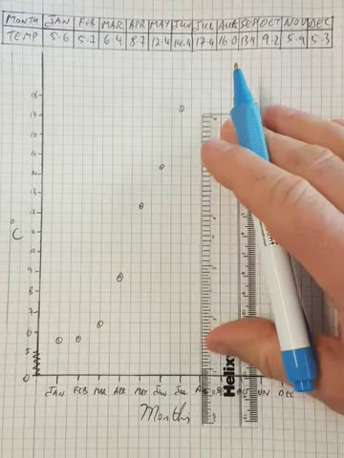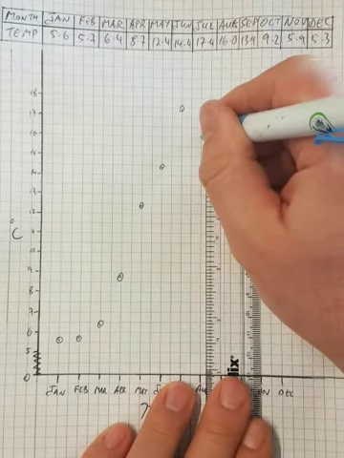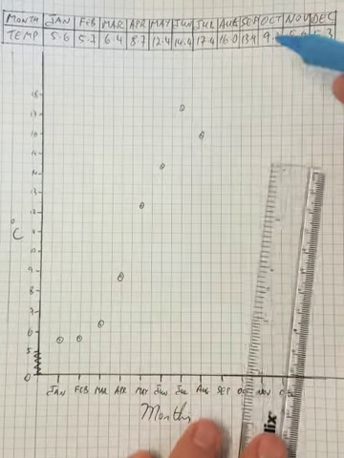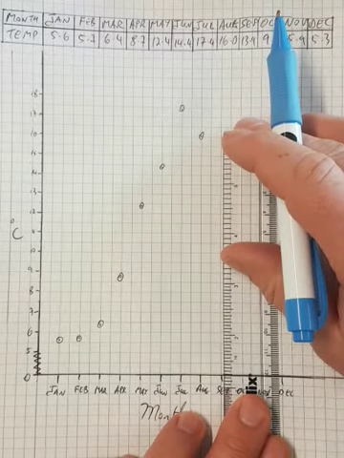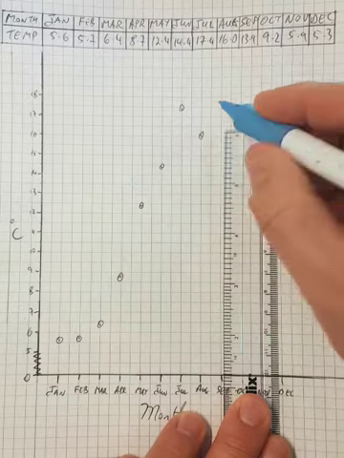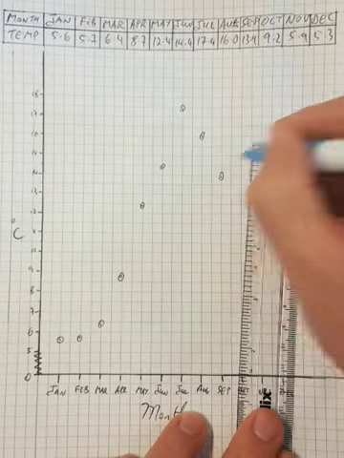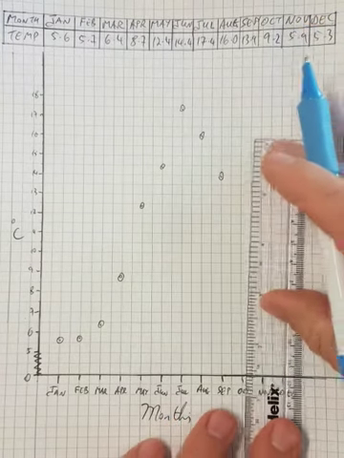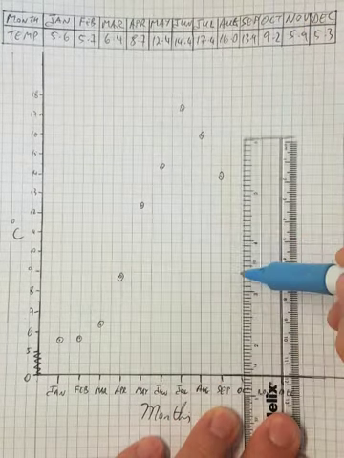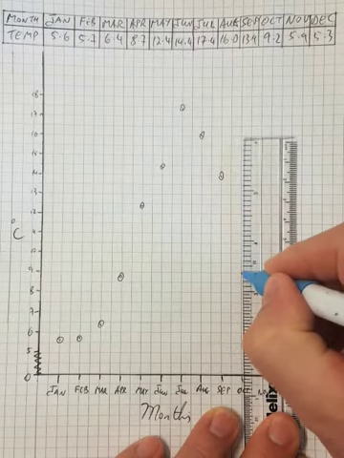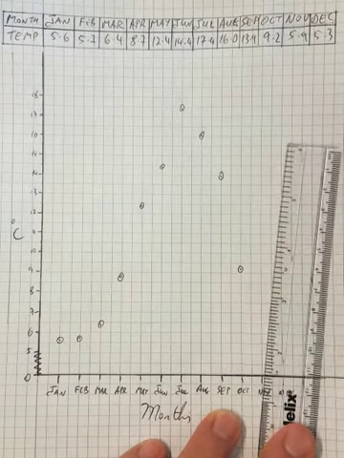And then August is 16. 16 on the dot. September is dropping right back down to 13.9. So there's 14. We're going to put a dot just below 14. 13.9. October, we're dropping down again. 9.2. There's 9. 9.5. So just below the middle of that, 9.2.